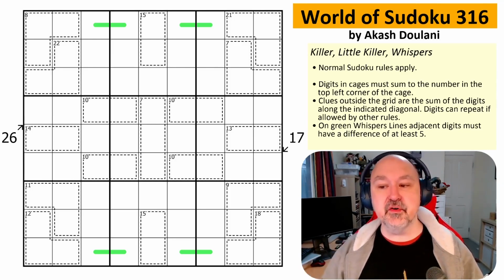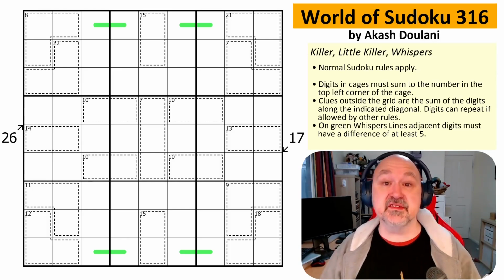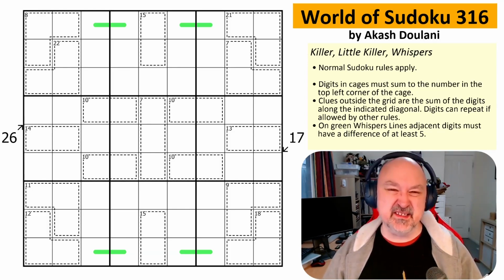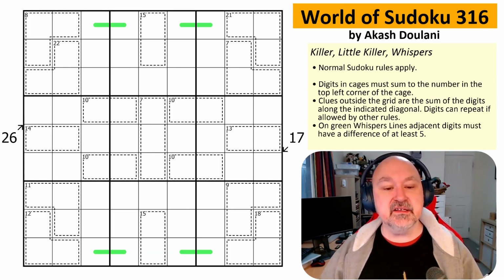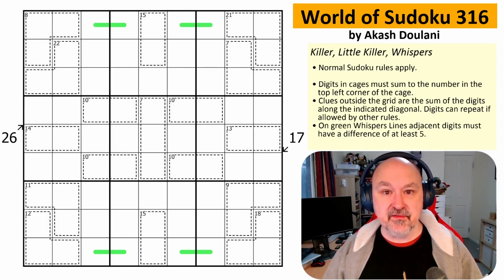But today I'm talking about Akash Doulani's blog. Definitely go there. Today is all about him. Well, and me, and him, and well, you know, go get puzzles somewhere. Puzzles are awesome. Anyway, this is World of Sudoku 316 by Akash Doulani. It's definitely about him today. And yeah, he posted this one, and I haven't done one of his in about 5 or 6 weeks, so I thought I would.